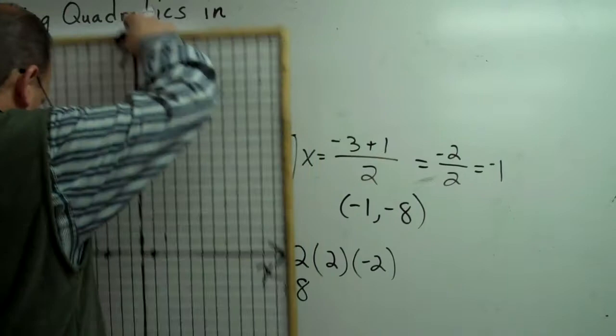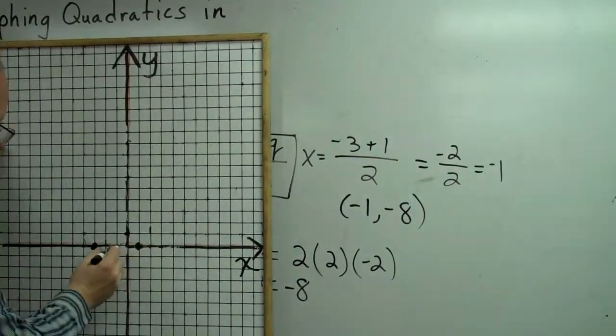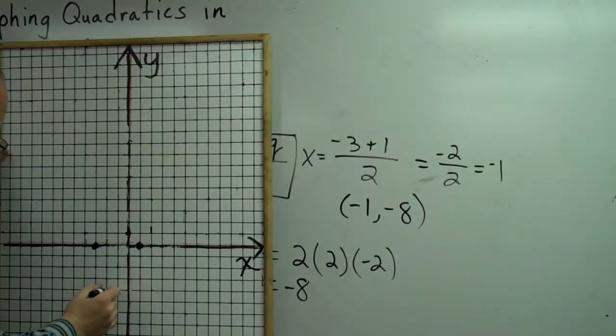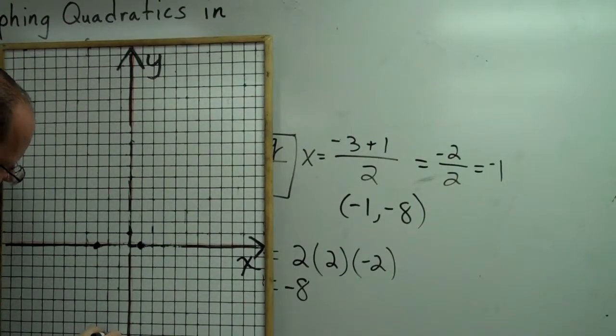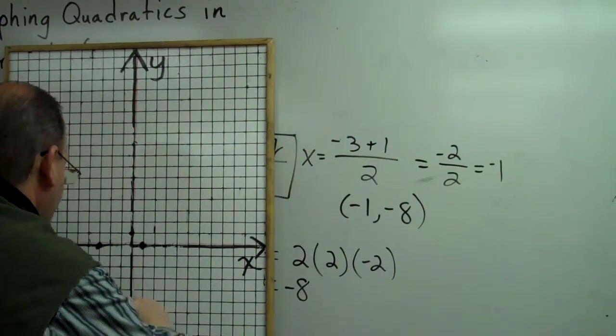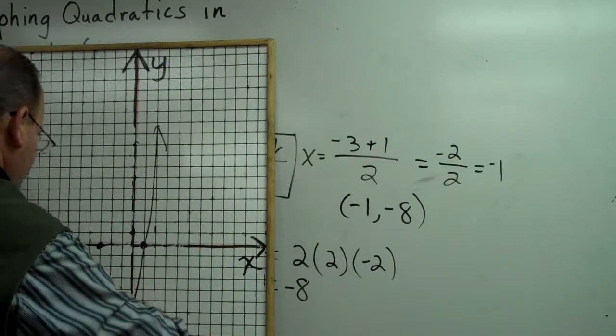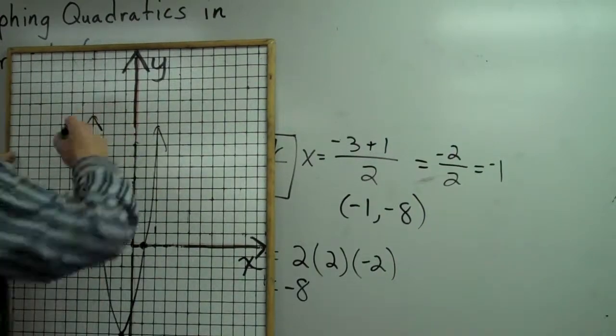Now let's just graph that. Negative 1, negative 8. And here is the graph of our parabola.